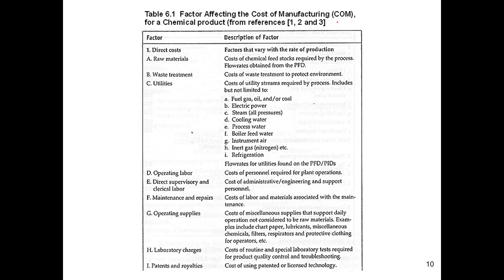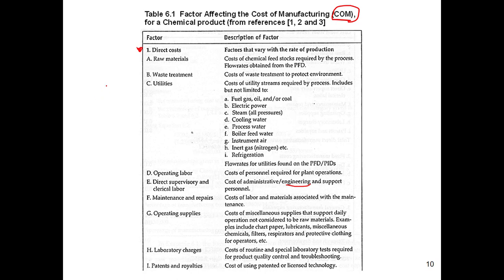For the factors affecting the manufacturing cost, we also show the cost of manufacturing, COM. We have direct cost that has raw material, waste treatment, utility, operating labor, direct supervisory and clerical, and engineering work, which we show with E. You have all the descriptions here. Maintenance and repair, operating supplies, laboratory charges, patents and royalties. Those are all in direct cost.